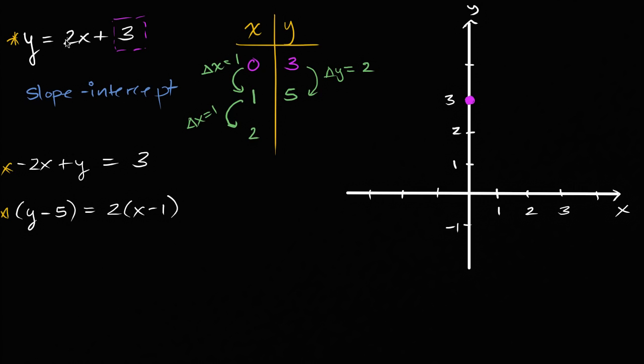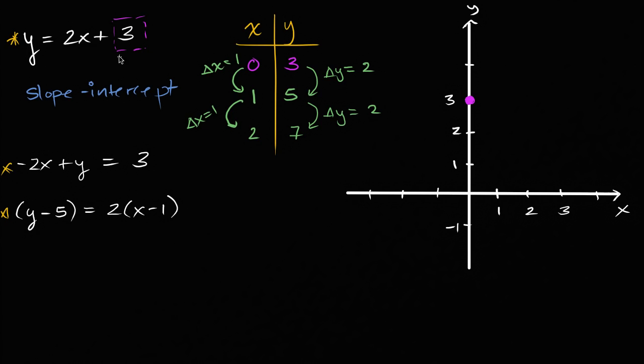Well, when x is equal to 2, 2 times 2 is 4 plus 3 is 7. Well, our change in y is equal to 2. When x went from 1 to 2, y went from 5 to 7. So for every 1 that we increase x, y is increasing by 2.